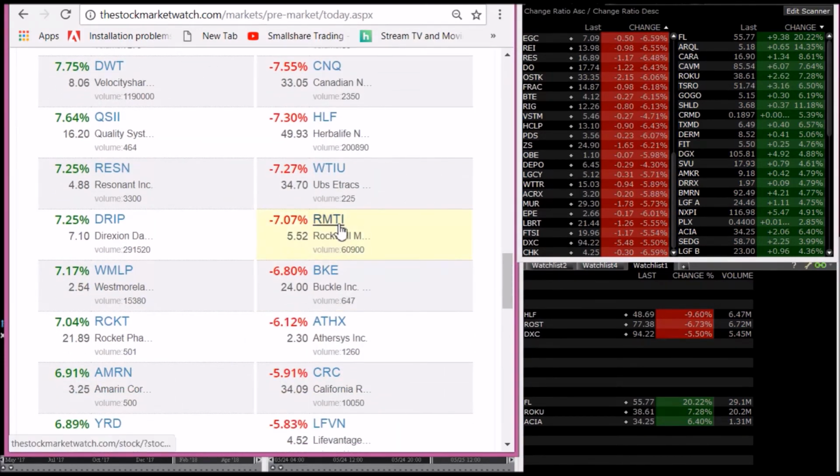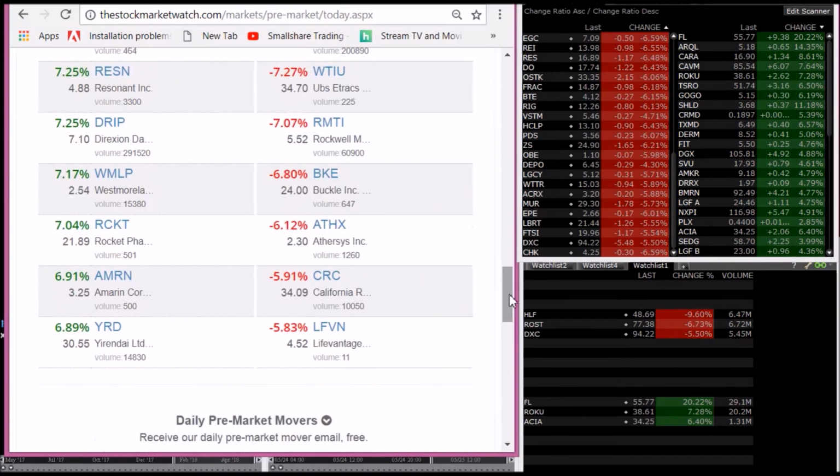Here's another one. RMTI, Rockwell, $5 stock. Not interesting. None of these are interesting. All the way down. CRC, 5%, $34 stock, 10,000 shares traded. I'm interested. It's 10,000, so I'm interested. So I'll put it over there, look at the daily, look at the morning action, and then I'll trade it if I see it works in my favor at the open.